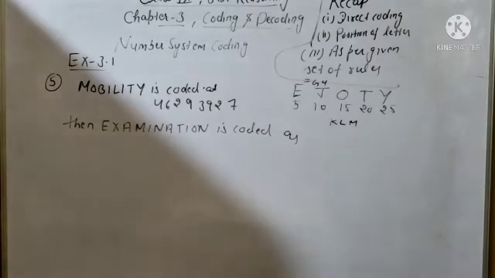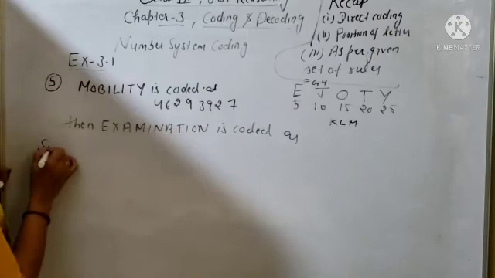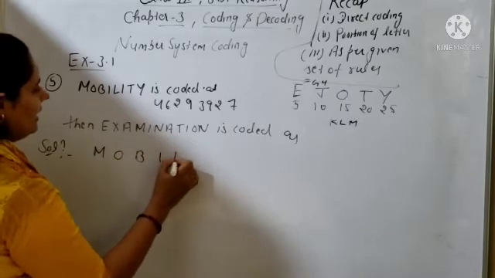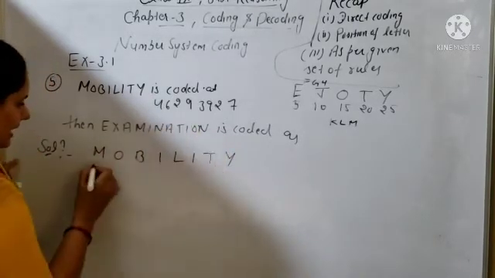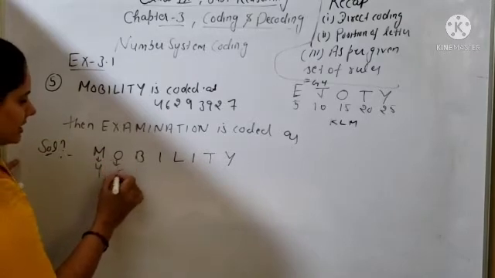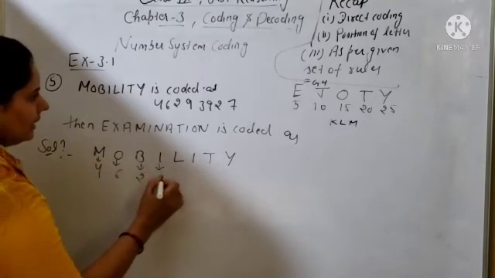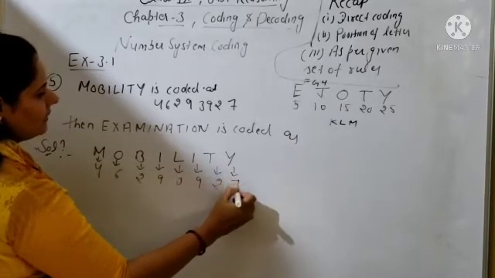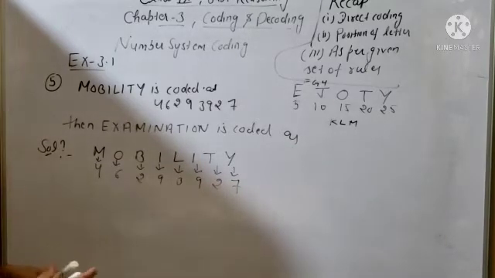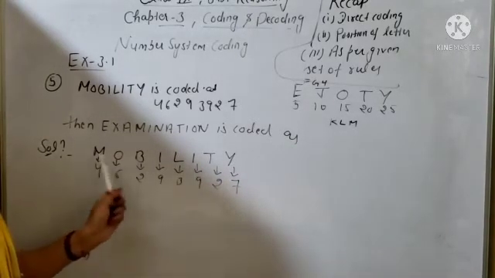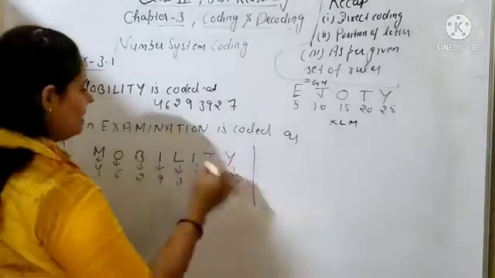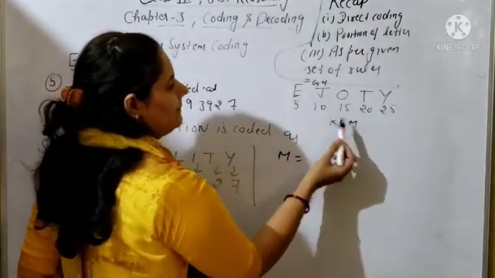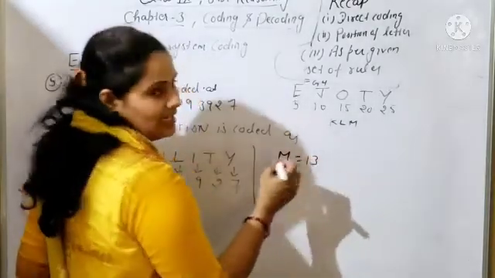First you will check how you are writing, what is given, beta. This is something tricky question. So how will you find out? MOBILITY is coded as 4, 6, 2, 9, 3, 9, 2 and 7. First of all you will check the places of the letters of MOBILITY. So M, M is at which place, beta? JKLM, so 10, 11, 12, 13. M position is 13.